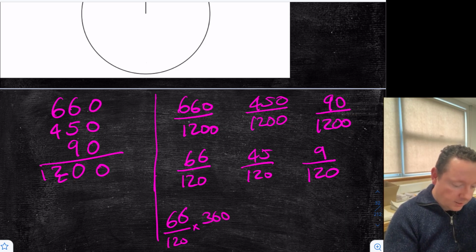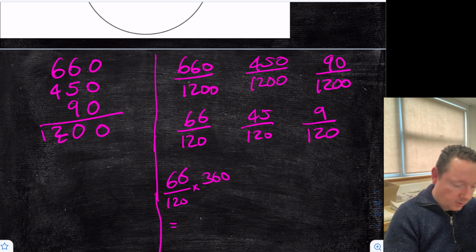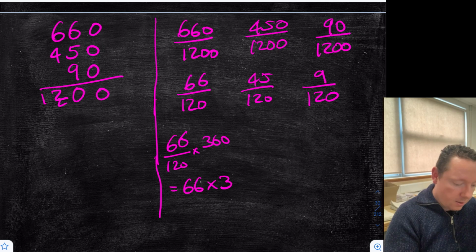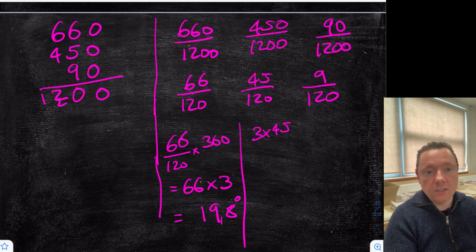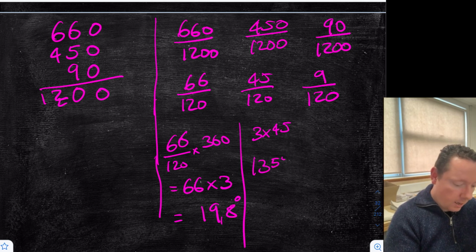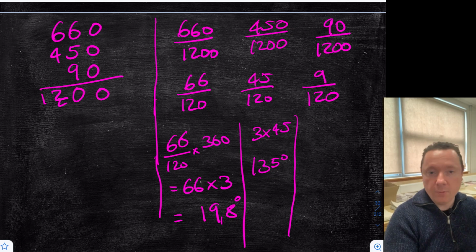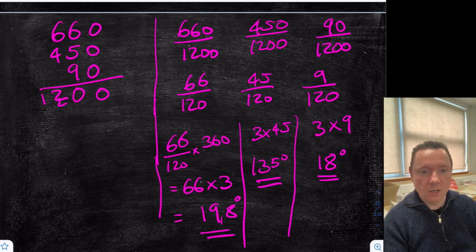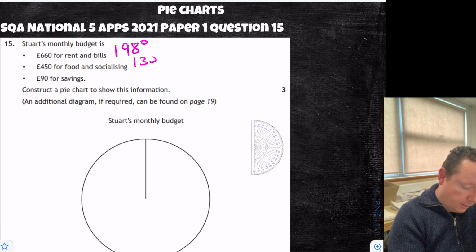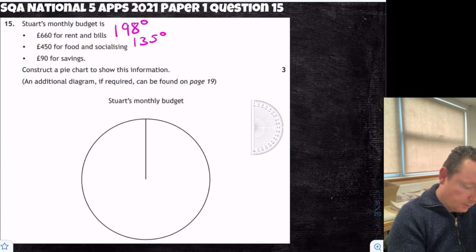So that 360 divided by 120 is 3. So that is just 66 times 3. 3 times 6 is 18, 3 sixes is 18, carry 1, 3 sixes is 18 plus 1 is 19. So I get 198 degrees for the first one. Similarly for this one, that's going to be 3 times 45, which is 135 degrees. And the last one, I've already done the work, it'll be 360 divided by 120 is 3 times 9, which is 27 degrees. So I've now got my 3 angles, so I can just shove them in the pie chart. 198 degrees, 135 degrees, 18 degrees.